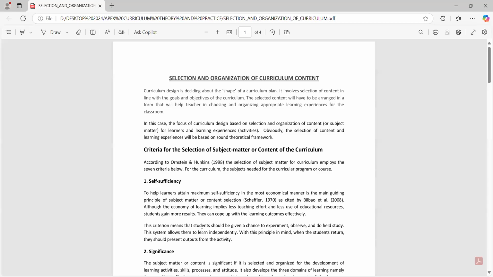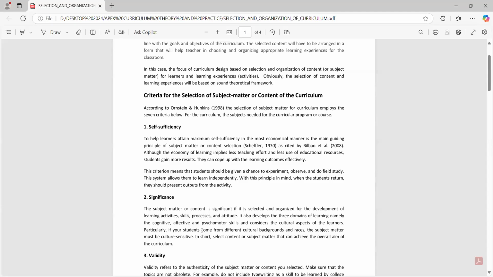That is actually very difficult to decide. There's a vast knowledge available. You can't fathom it. And then selecting a bit of it, it has to be the best choice, right? So that selection of the content to be taught is done using a theoretical framework in which you have 7 criteria. So we will take them one by one.